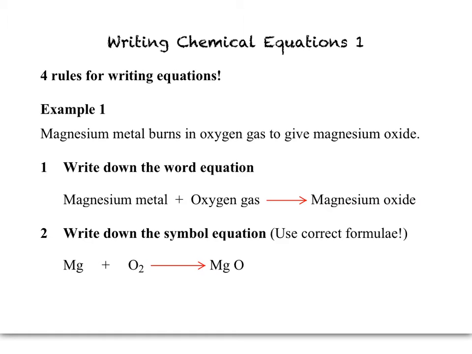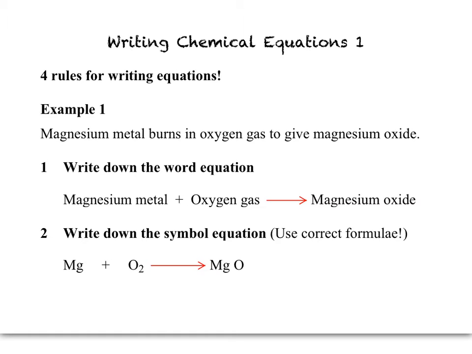Rule 2. Write down the symbol equation. It is important to get the formulae correct here. Mg plus O2, oxygen gas is always O2, reacts to give MgO.